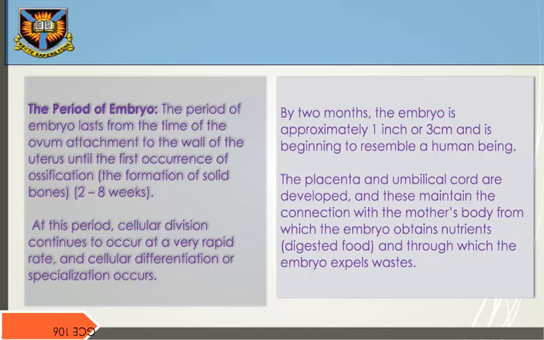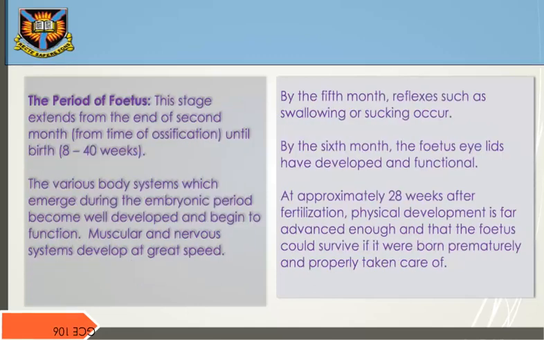The placenta and umbilical cord are developed, and these maintain the connection with the mother's body, from which the embryo obtains nutrients, digested food, and through which the embryo expels wastes. The period of the fetus. This stage extends from the end of the 2nd month, from the time of ossification, until birth, that is between 8 to 40 weeks.